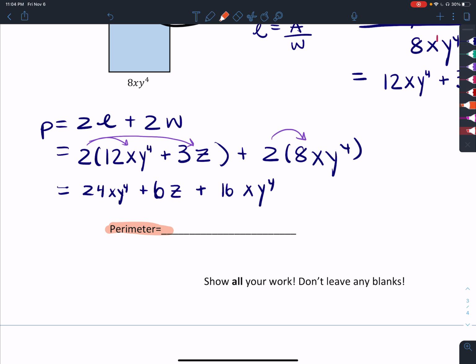Now you need to recognize that you have 2 like terms here, this 24 and this 16. They both have an xy to the power of 4 that you can add together. So in total, you have 40xy to the power of 4 plus 6z, and that is your answer.